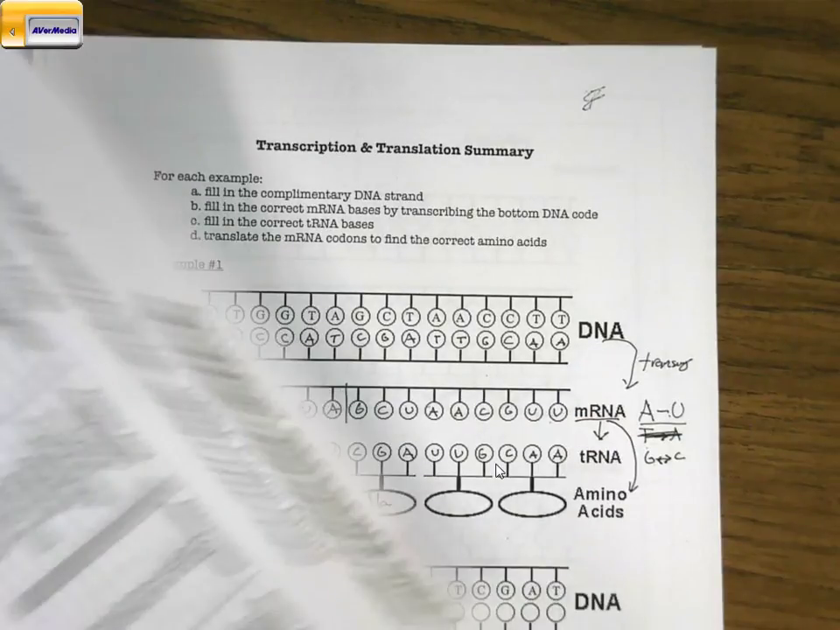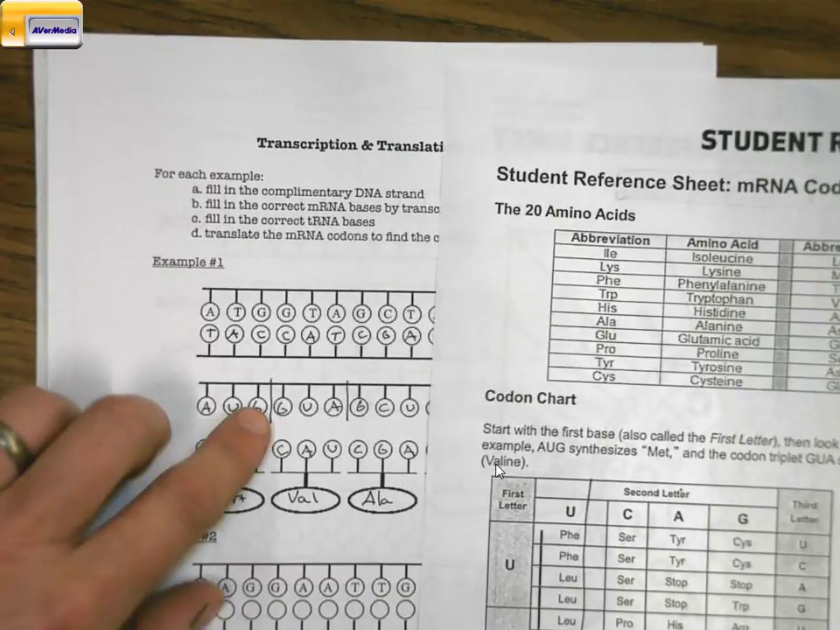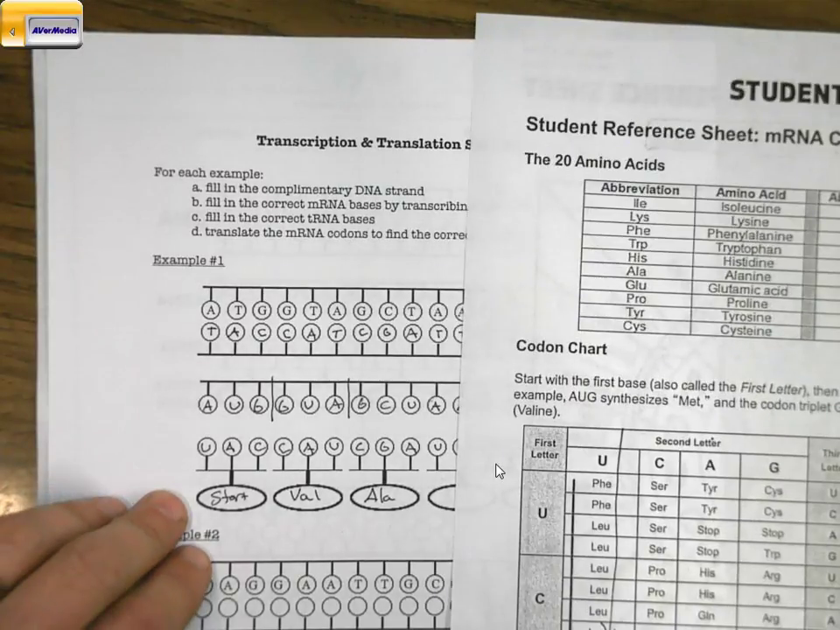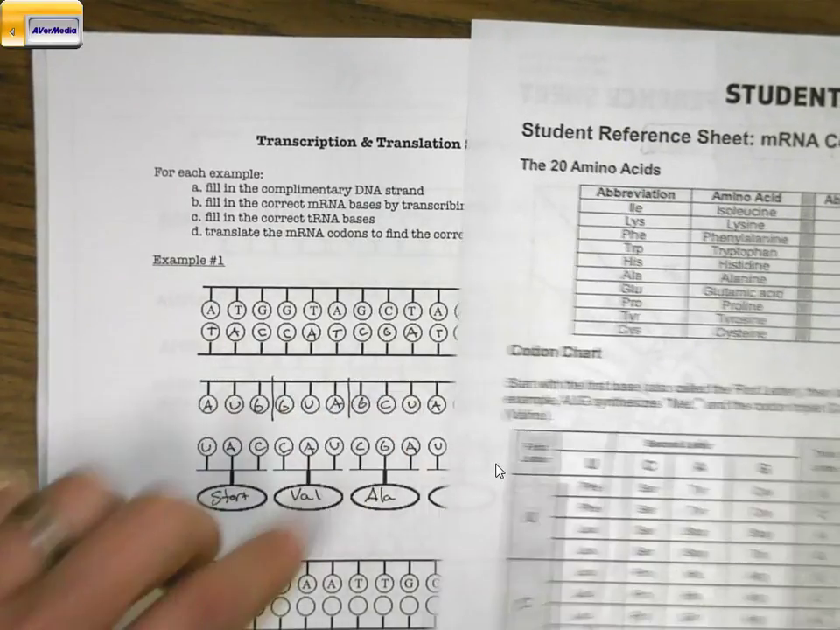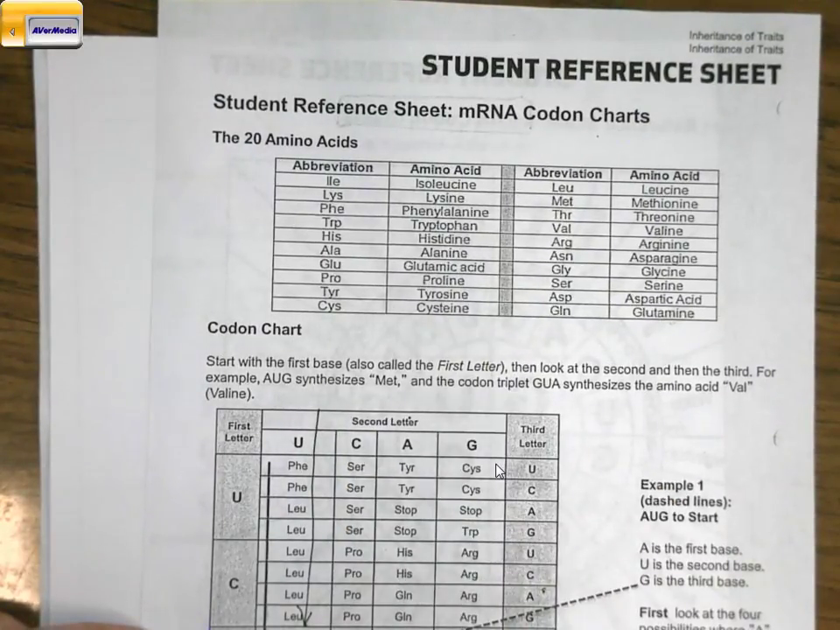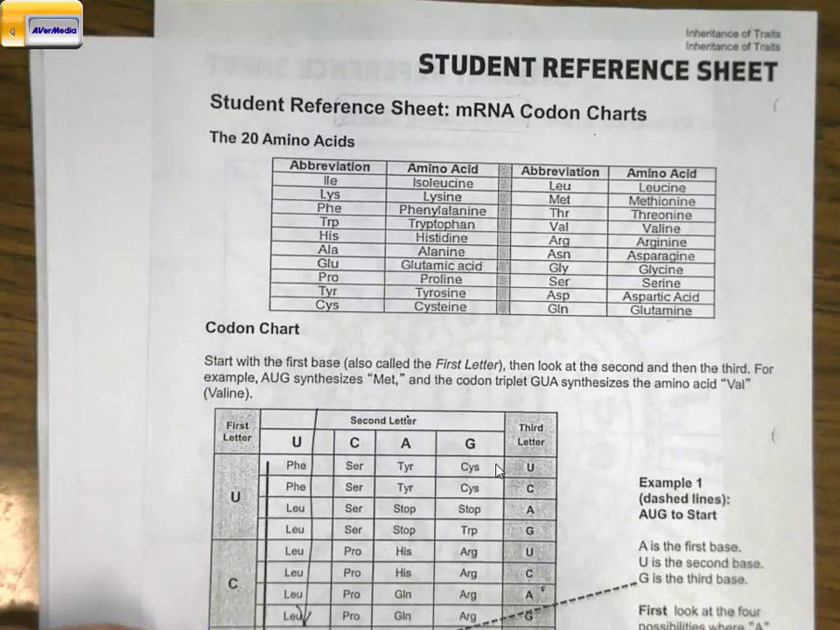Or you could do it on the back side, like this. So G-C-U. I go G, C, and then I come down here to U, which is ALA, alanine.